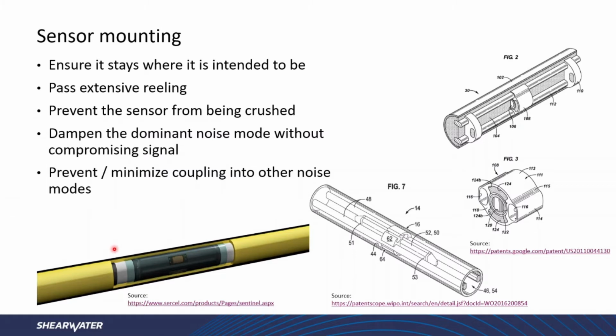In both scenarios, the sensor mounting has to ensure the sensors stay indeed where they are intended to be, that they pass extensive reeling, and that they prevent the sensor from being crushed. Ideally, we also want to see some dampening of the dominant noise mode without compromising the signal, and prevent or minimize coupling into other noise modes.